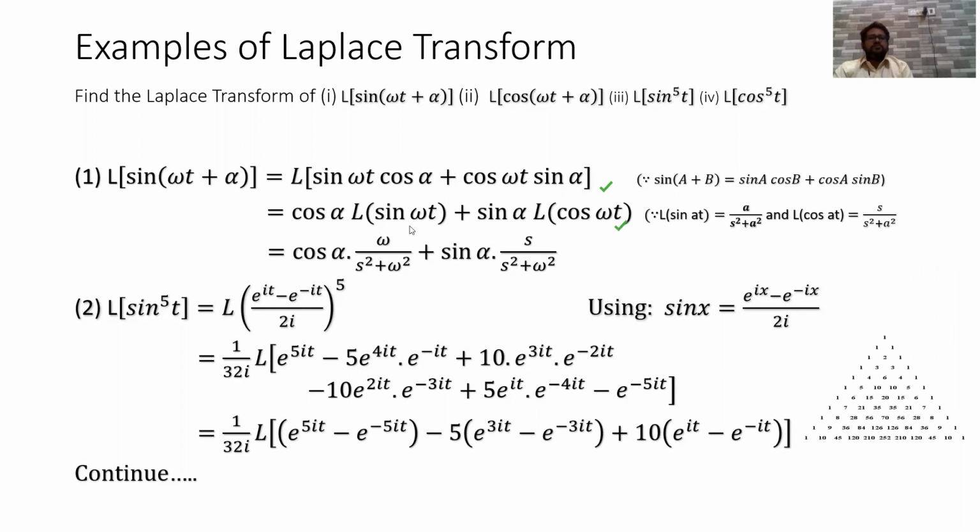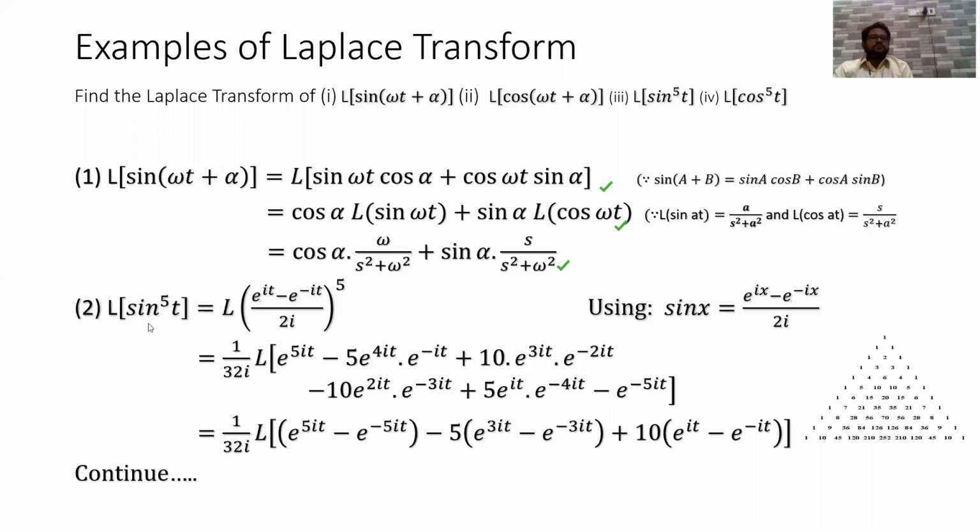The formula for Laplace of sin at is a upon s square plus a square. So instead of a we write omega: omega upon s square plus omega square, plus sin alpha written as it is, and here use the formula of Laplace of cos at equal to s upon s square plus a square. So here s upon s square plus omega square.